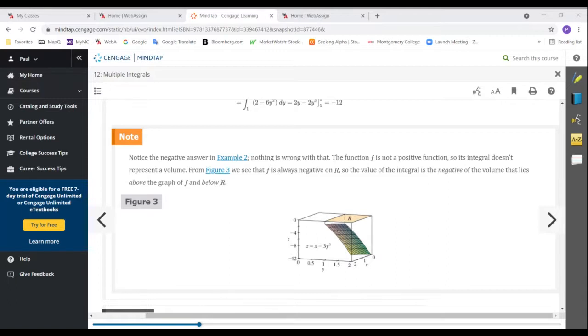Hold on, Eric has a question. Well, you see, double integrals can take on negative values just like single integrals can. But we have to be a little careful. Remember in calculus when you computed the area underneath the curve, could you have negative area?